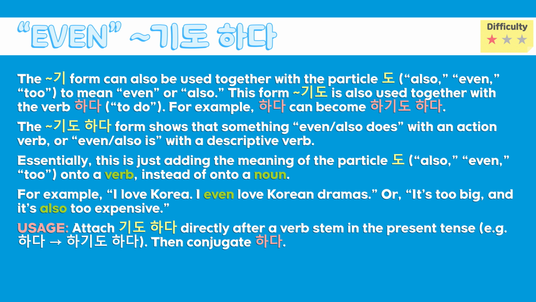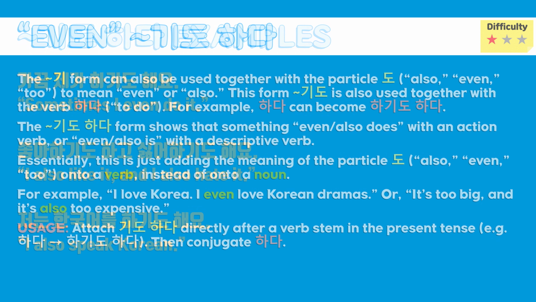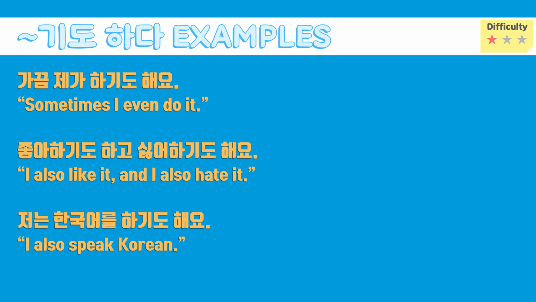To use it, attach 기도하다 directly after a verb stem in the present tense. So again, 하다 would become 하기도 하다. Then conjugate 하다. 가끔 제가 하기도 해요. Sometimes I even do it. 좋아하기도 하고 싫어하기도 해요. I also like it and I also hate it. 저는 한국어를 하기도 해요. I also speak Korean.